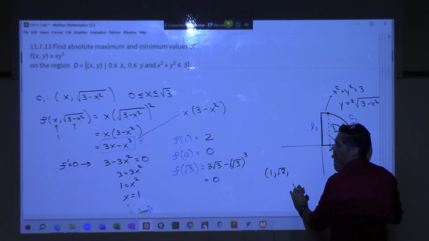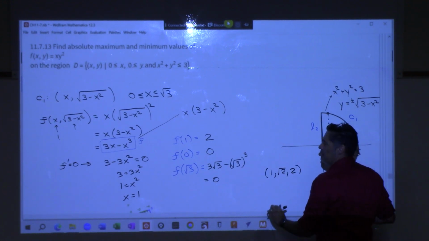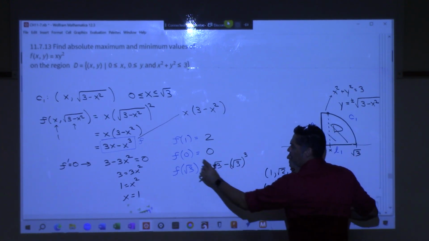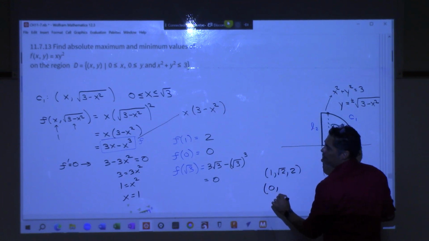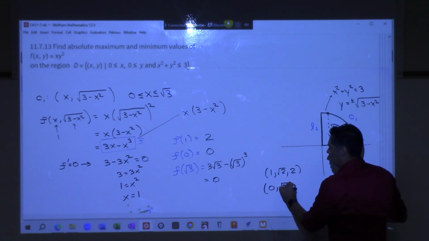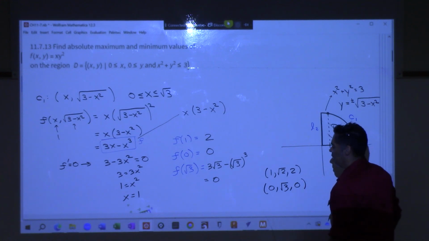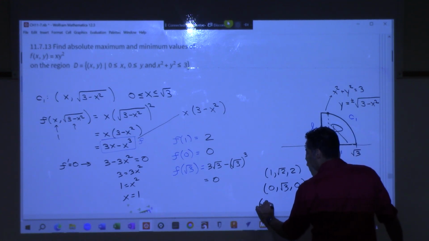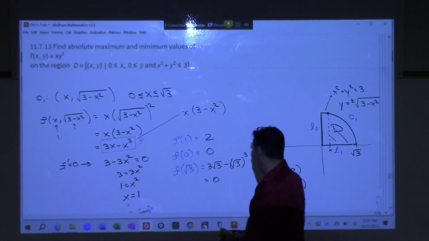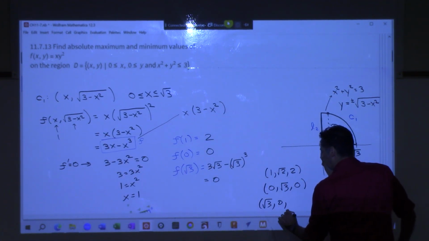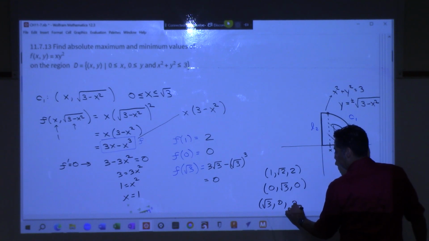And what happens? I get 2 to come out, right? Then when I plug in 0 for x, what's my y? Root 3. And my z, my z is 0. And then when I plug in root 3 for x, I get 0 for y, and then 0.